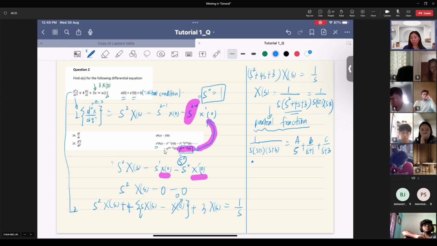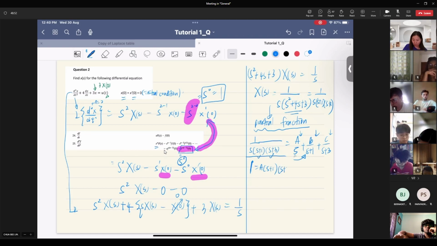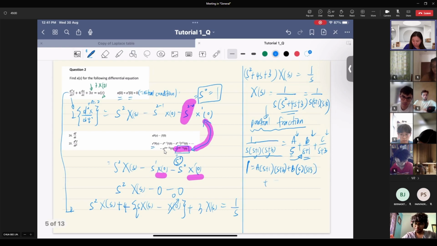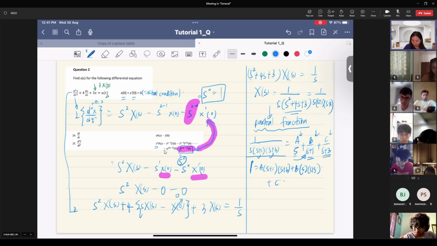Okay, so now is partial fraction. Partial fraction has 2 methods to solve, but first of all, you have to do the expansion. So you'll be having 1. Then you multiply all of these to the other side. So you have to multiply S(S+1)(S+3) to here, to here, to here, right? So you will get 1 equals A(S+1)(S+3). Originally you only have S, so you'll be having S plus 1 and S plus 3. Then B, you already have S plus 1, so it will be S plus 3. Then C, you have S plus 3 already, so left with S.